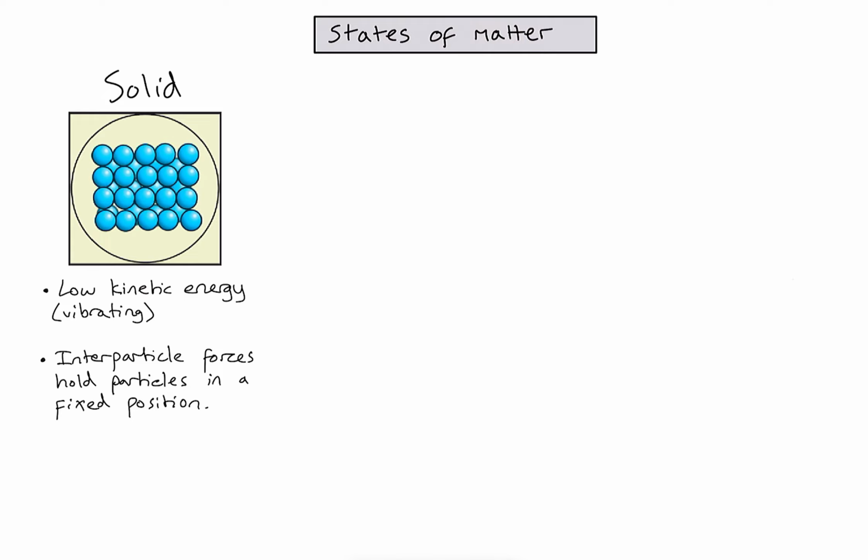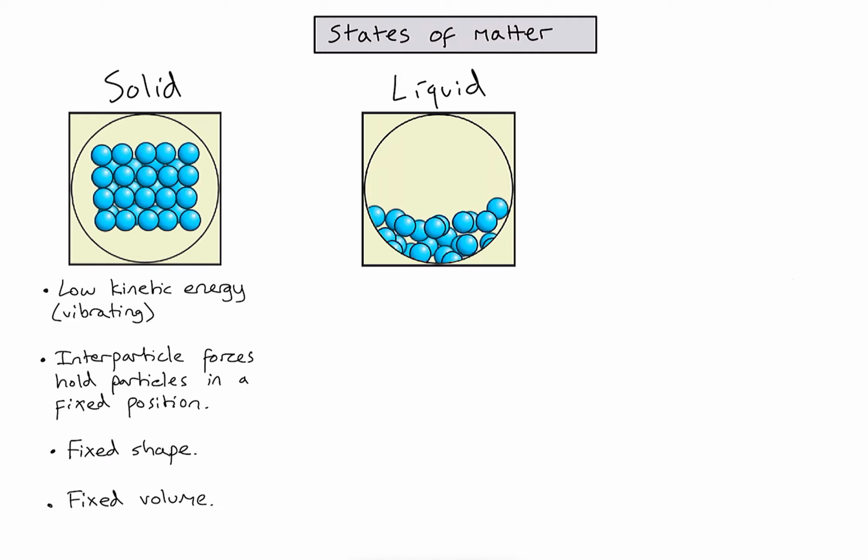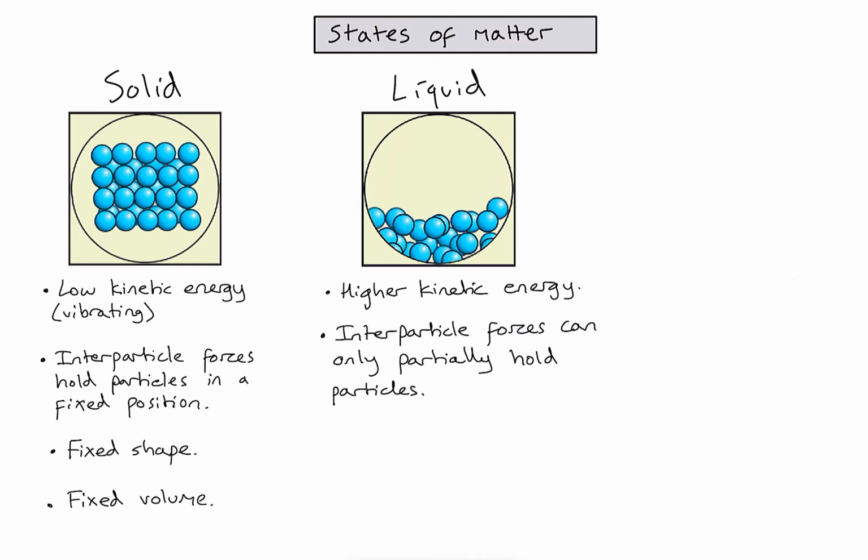So because the particles are held in these fixed positions, we find that solids have a fixed shape and they also have a fixed volume. Let's compare that with the second state of matter, which would be a liquid. And the particle diagram of a liquid might look something like this. And you can see now my particles have a slightly higher kinetic energy.